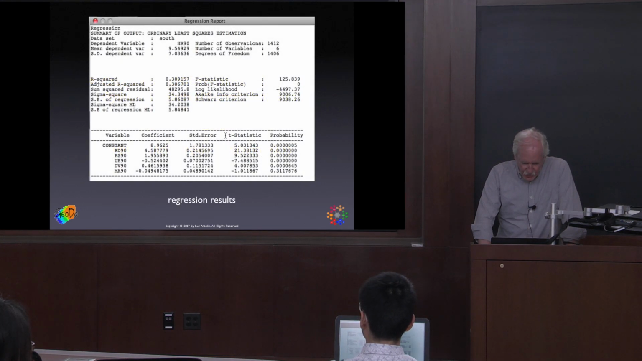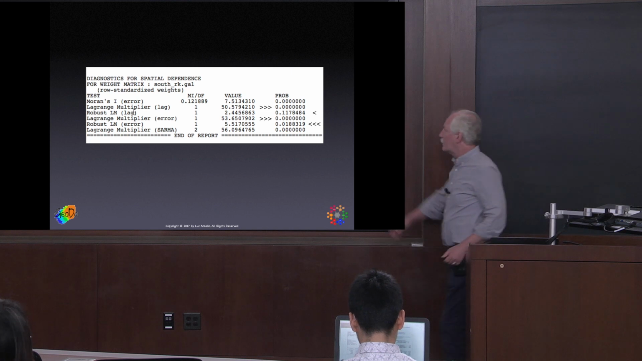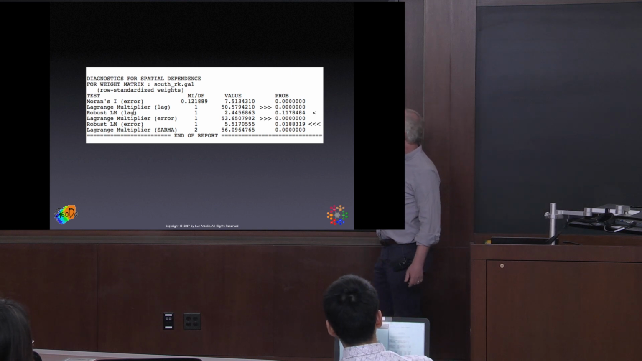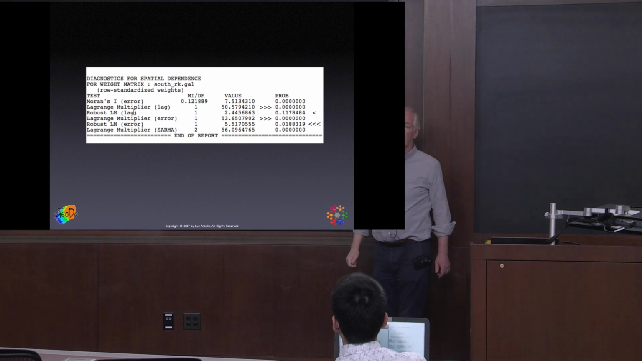So I'm switching models. This is what I wanted to show you. The lag test, off the charts. Error test, off the charts, right? And then it drops. This is the example from the slides in the class. This one drops to 2.4. This one drops to 5.5. So only this one is significant.